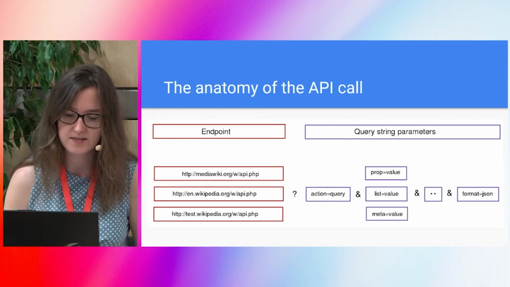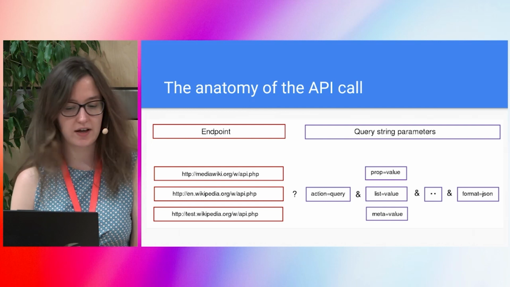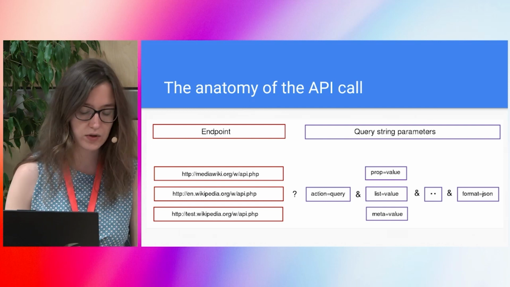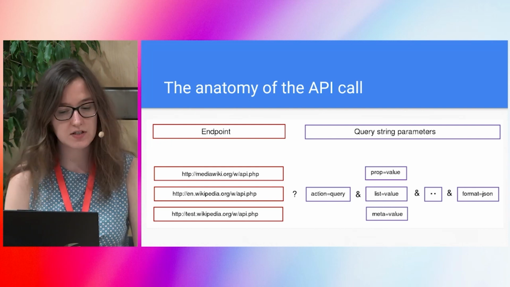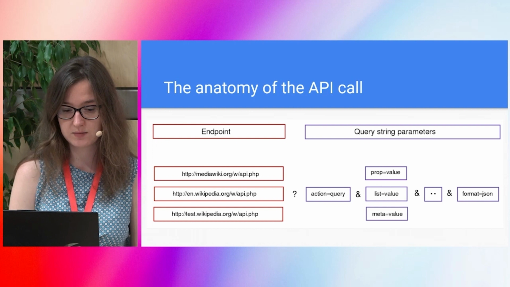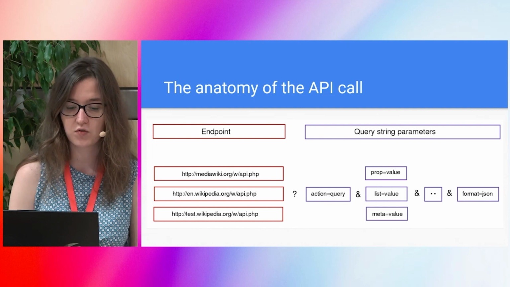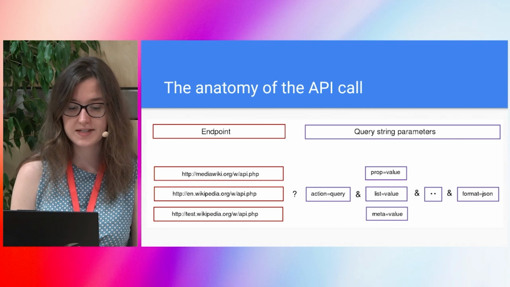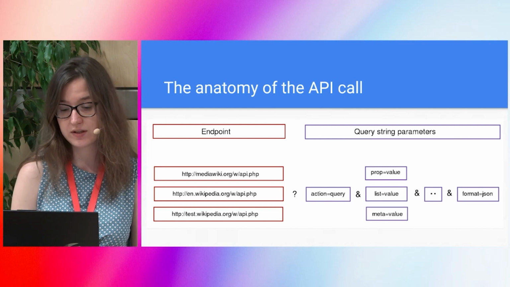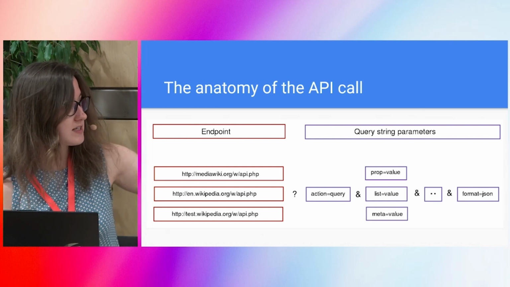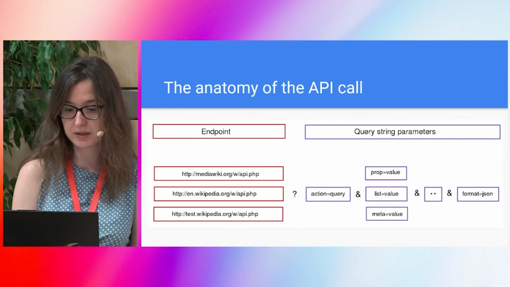So how to access it? The anatomy of an API call looks something like this. You have something called an endpoint, which is on the left, so you know where you should go to ask for some information. This is an example of a Wikipedia API call. Here we are asking Wikipedia to share with us some information, and we are using one of these endpoints, depending on which information we may need.